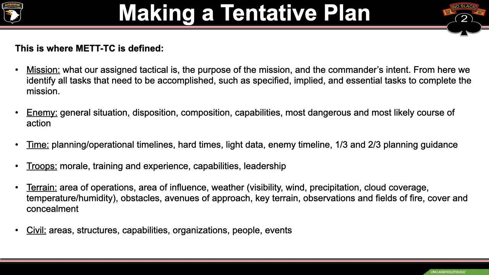The enemy, so general situation, what are we facing? The disposition, so that's such as looking at a map and seeing where they are actually located. Their composition, which would be how many of them there are, like what kind of numbers are we looking at, and what type of enemy element is it? Is it armor? Is it artillery? Is it cavalry?